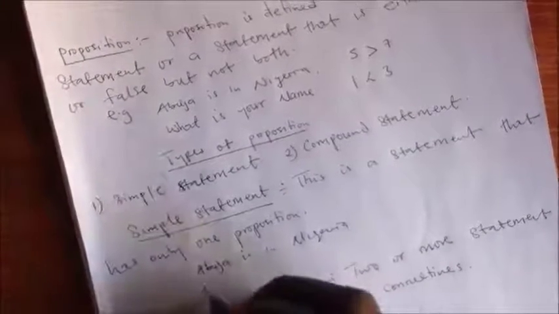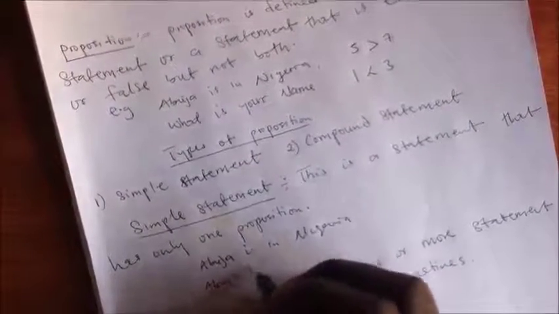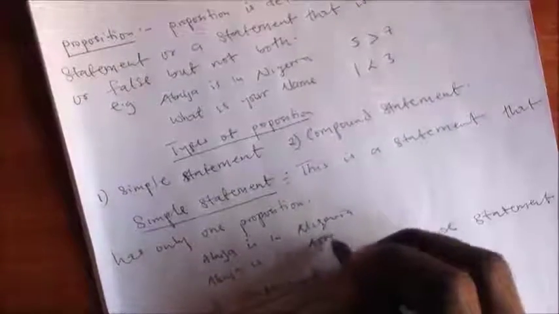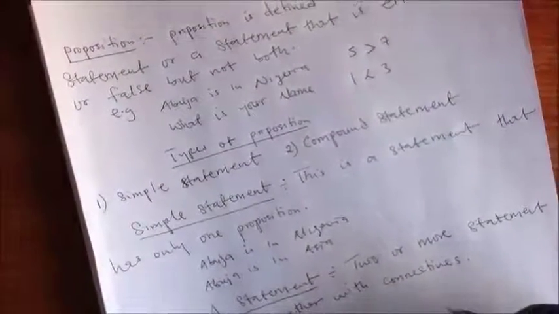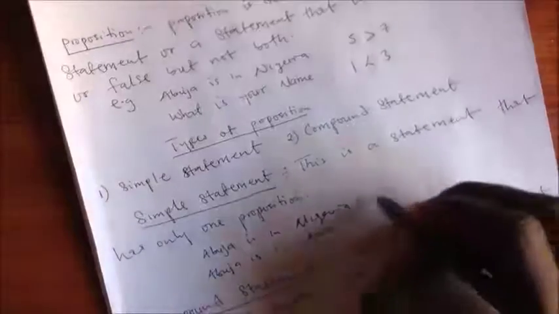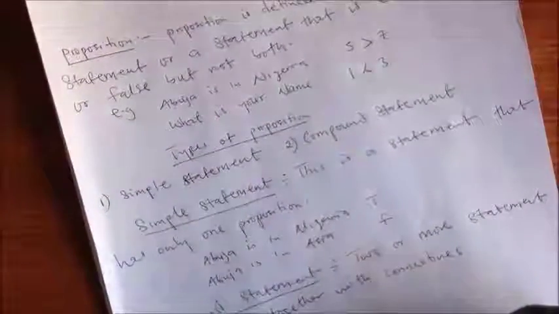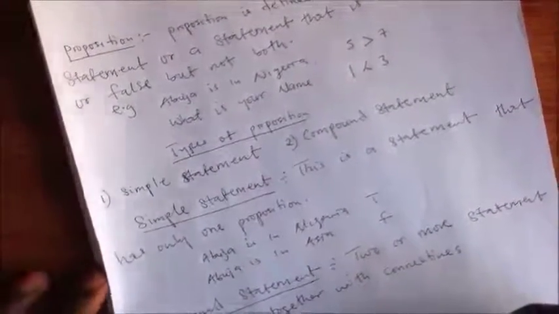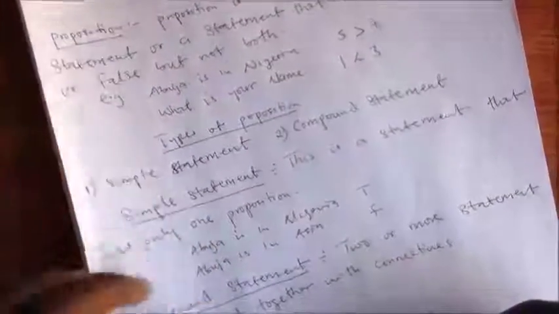I can say, Abuja is in Asia. So this is another statement. This one can be true, this one can be false. It's just a statement, right? So that's what we're talking about by simple statement.